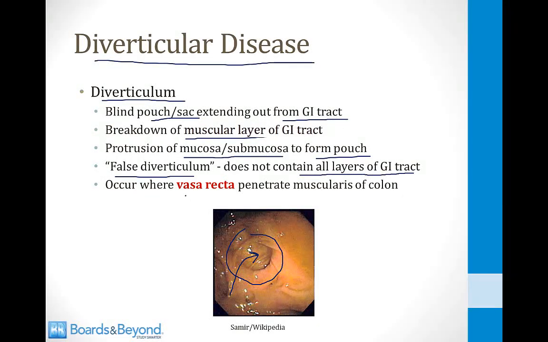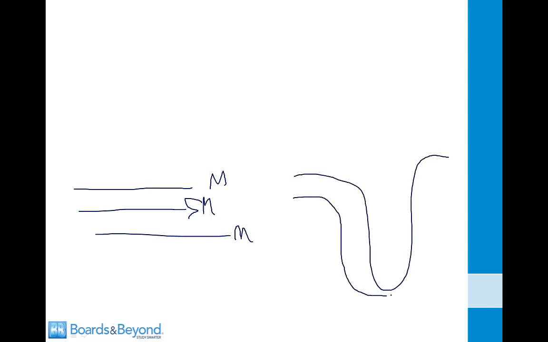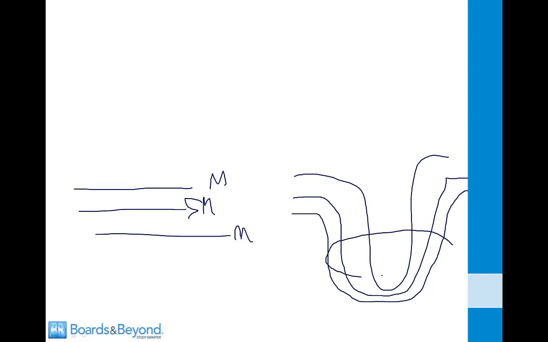And this occurs at places where the vasa recta penetrate the muscularis of the colon. This creates a weakness in the muscular layer and creates an opportunity for the mucosa and submucosa to form a pouch. Recall that there are 3 layers to the lining of the GI tract: the mucosa, the submucosa, and finally the muscular layer. A true diverticulum is when all 3 layers form an outpouching or a diverticulum, and this is very rare. The most important time that this happens is in Meckel's diverticulum, which is a congenital anomaly of the intestines. And this is called a true diverticulum, and it's true because it contains all 3 layers.